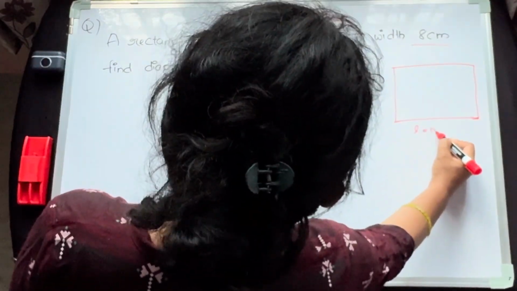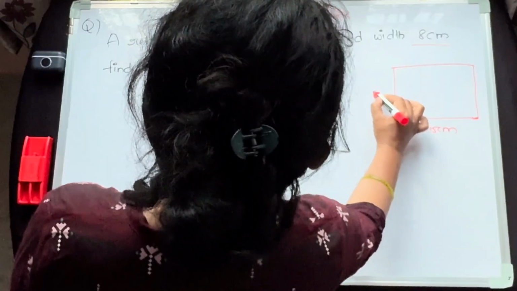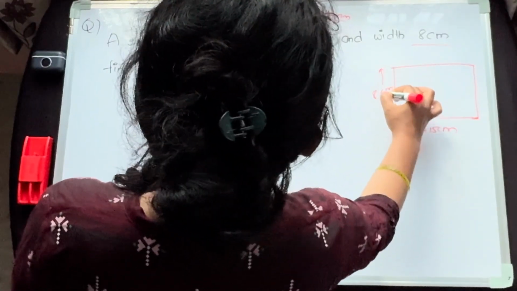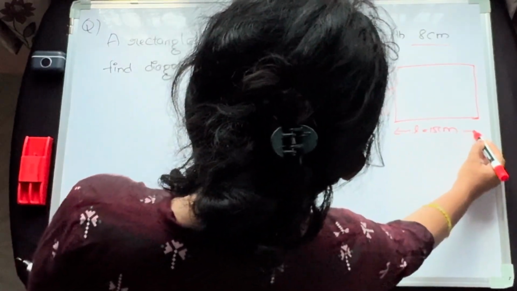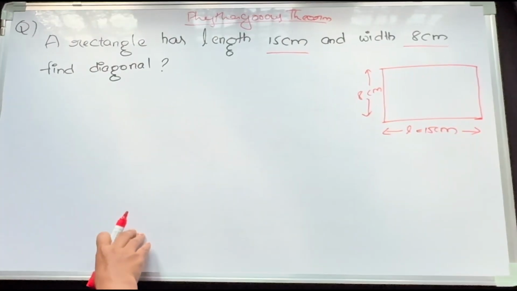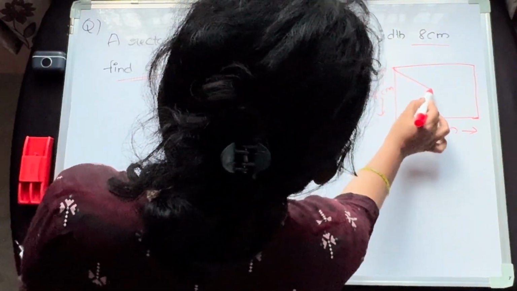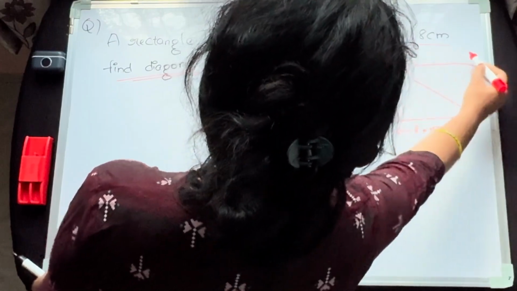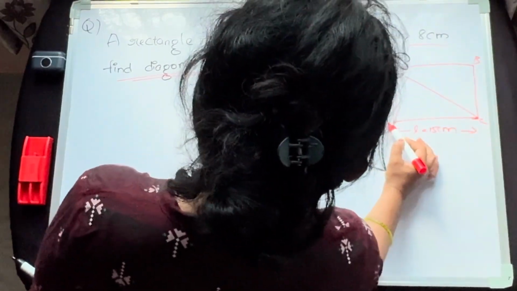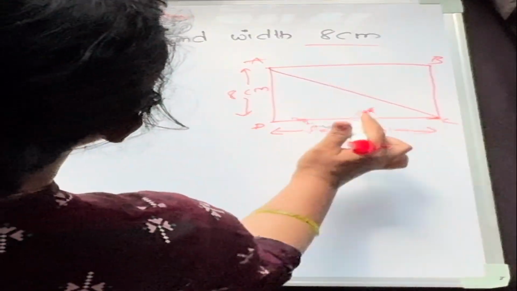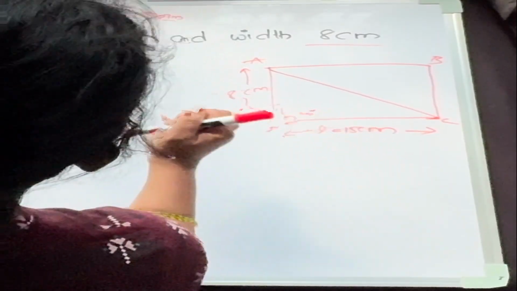Okay. Length is equal to 15 centimeters. Width is equal to 8 centimeters. Okay, what is he asking? Find the diagonal. Okay, diagonal means this. Let's label A, B, C, D. ABC is a right angle triangle.